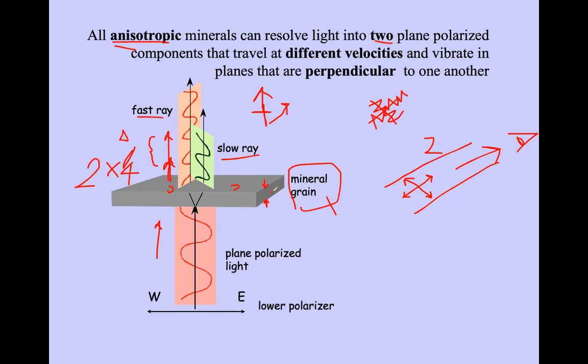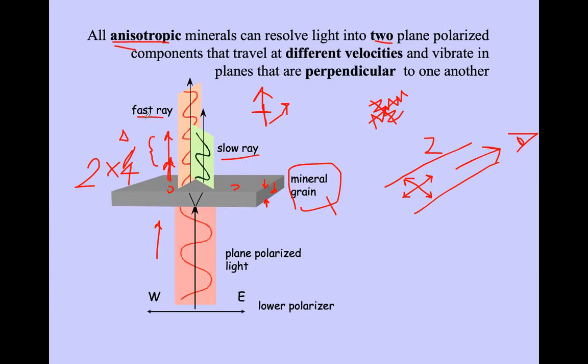We denote this thickness as d. Just keep in mind this lagging distance and also this thickness of the mineral grain. Those two are important in deciding the velocities of these two rays. Since one ray is coming out faster, we call it the fast ray. The other one is coming late, so we call it the slow ray.